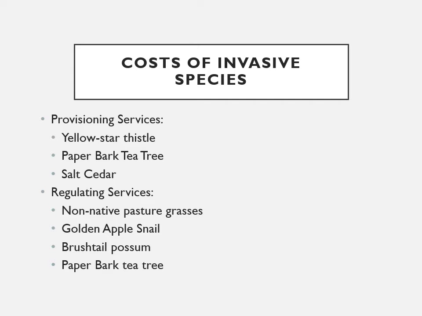Regulating services is the aspect of ecosystem services that accounts for natural phenomena. Examples include climate regulation, water purification, soil stabilization, and disease regulation. Invasive alien species can have costly effects on all of these components.